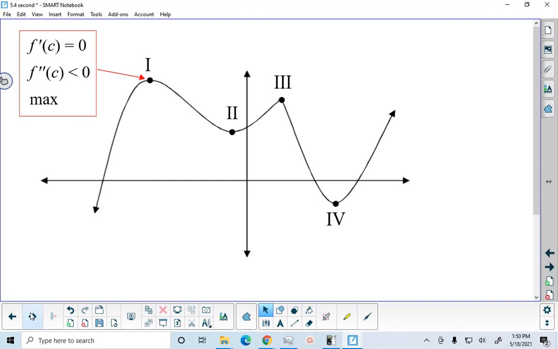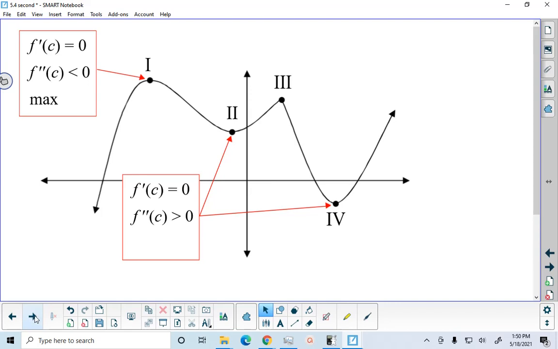For points 2 and 4, what did we say about both of those points? We said that the derivative at each of those points was 0, and the second derivative was positive, and the second derivative test says those are minima, and in fact they are minima. Now, if you go to point 3, those two things are right. The second derivative test works there.